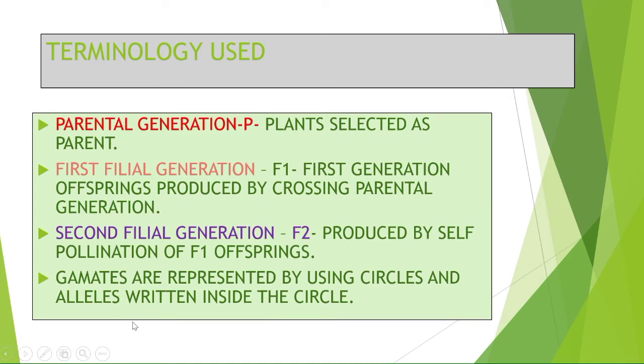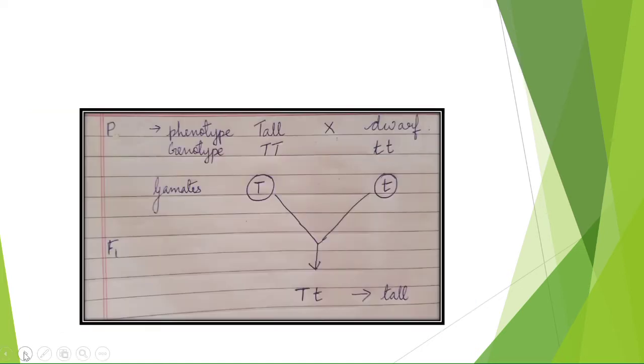Terminologies used. Parental generation represented by P. They are the plants selected as parent. First filial generation or F1. First generation offsprings produced by crossing parental generation. Second filial generation or F2. They are produced by self-pollination of F1 offsprings. Gametes are represented by using circles and alleles are written inside the circle.